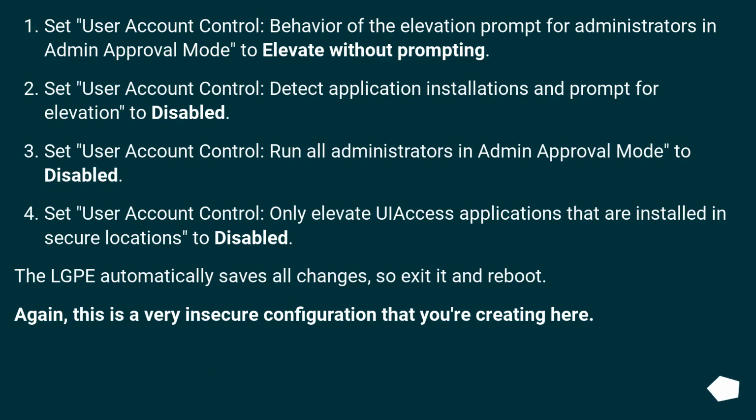Set user account control, behavior of the elevation prompt for administrators in admin approval mode to elevate without prompting. Set user account control, detect application installations and prompt for elevation to disabled. Set user account control, run all administrators in admin approval mode to disabled. Set user account control, only elevate UI access applications that are installed in secure locations to disabled. The editor automatically saves all changes, so exit it and reboot. Again, this is a very insecure configuration that you're creating here.